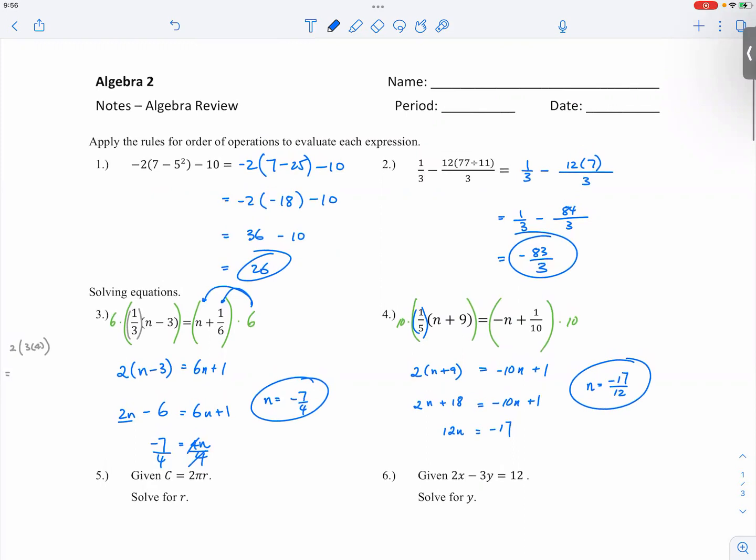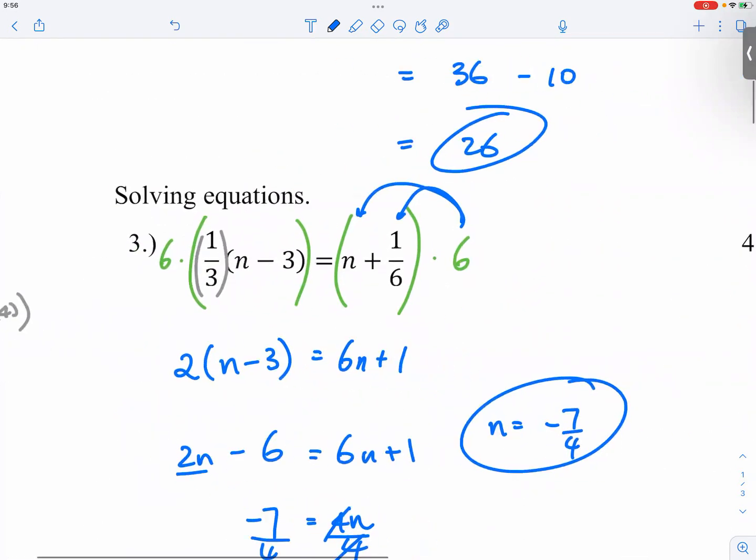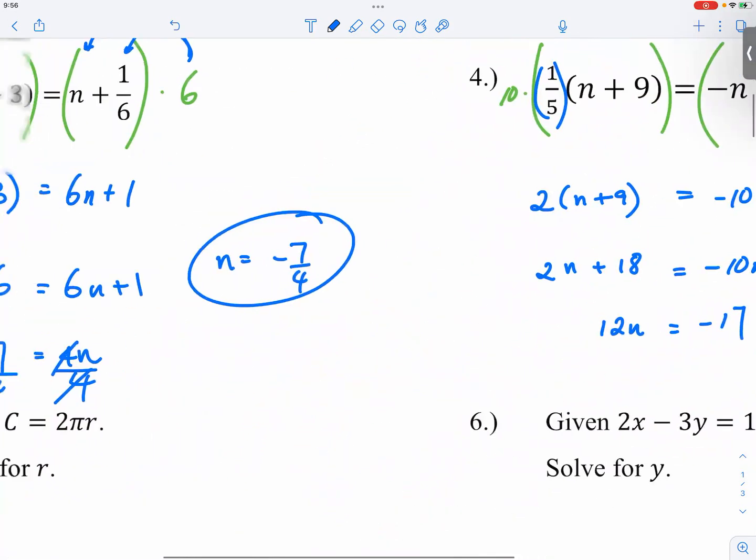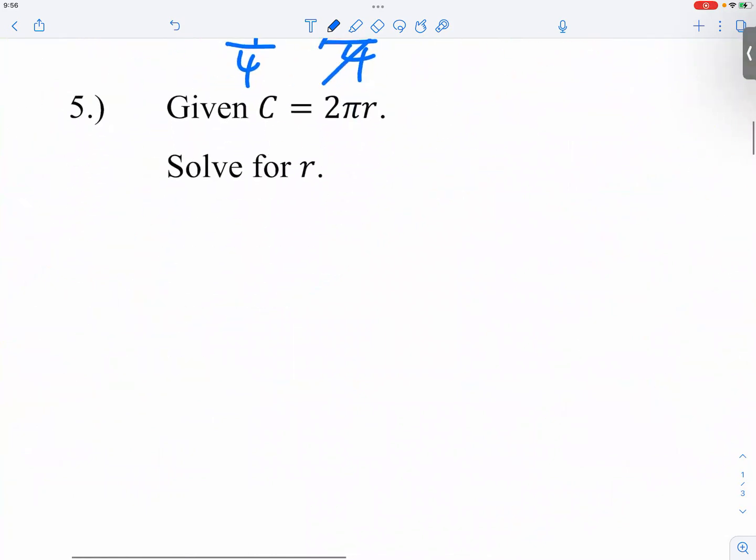So we say, let's go ahead, multiply by 6 on both sides. Let's go ahead, multiply by 10 on both sides. That would be very lovely. Now, the next two questions are going to be very straightforward. I just want to make sure that you understand the language here.